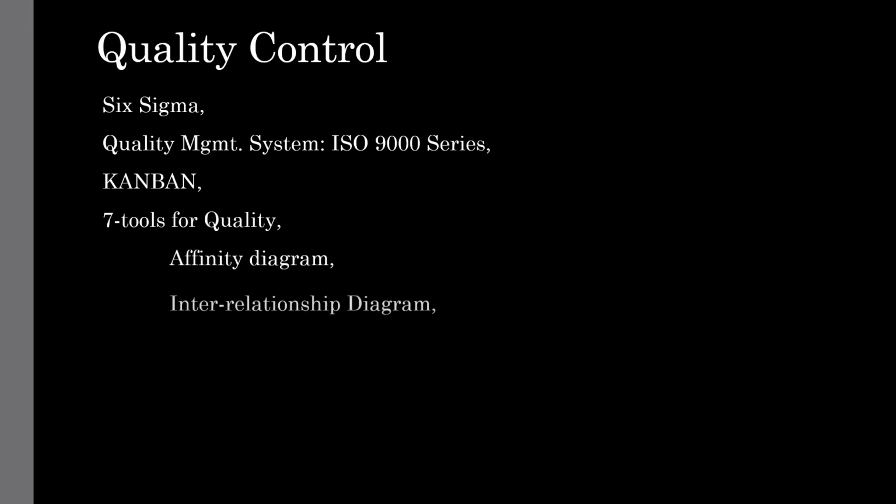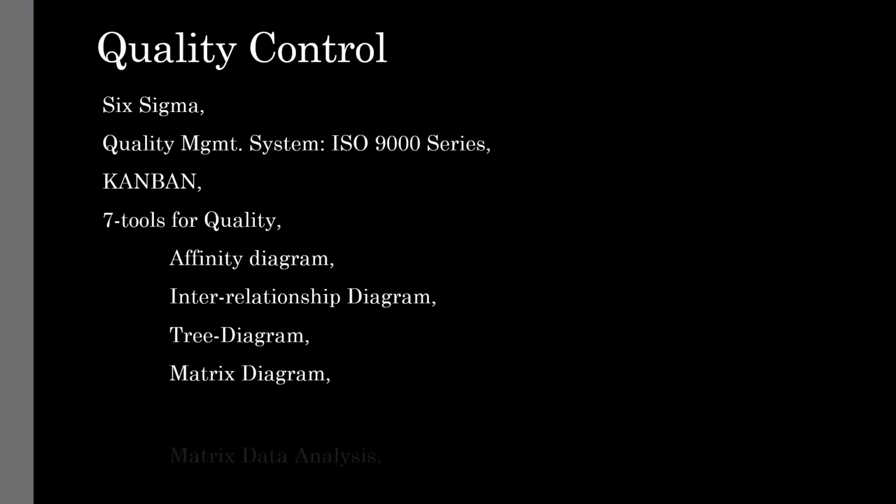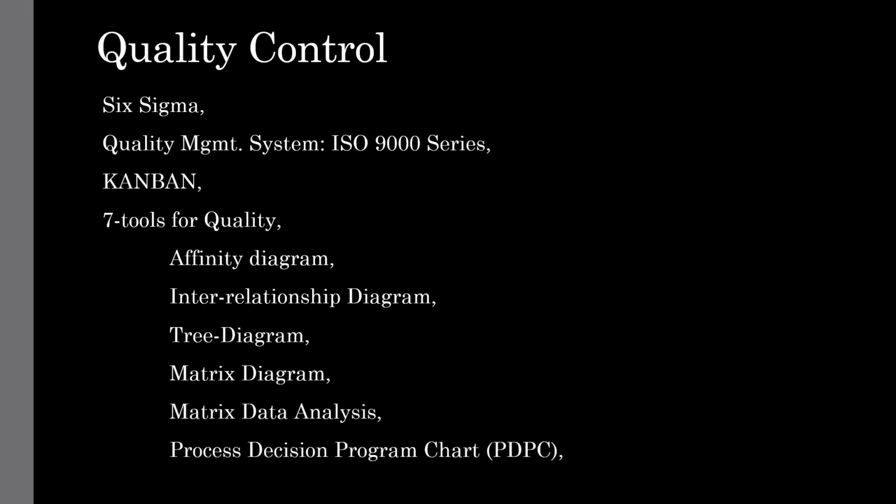So hello guys, welcome to the second part of the video, quality control, where we will talk about Six Sigma, quality management information system as ISO 9000 series, Kanban, 7 tools for the quality like Affinity Diagram, Interrelationship Diagram, T Diagram, Matrix Data Analysis and Process Decision Program Chart, PDPC and Arrow Diagram.